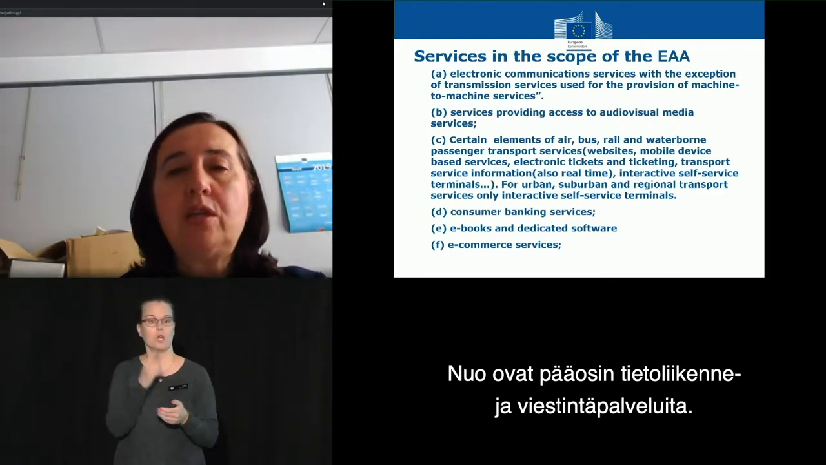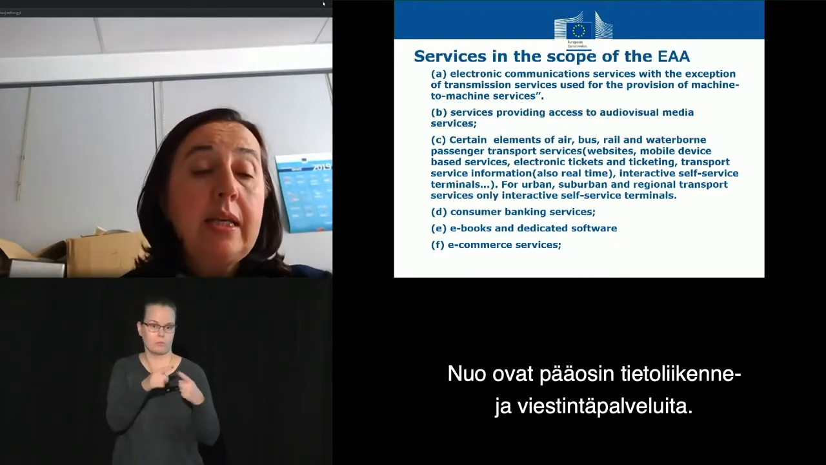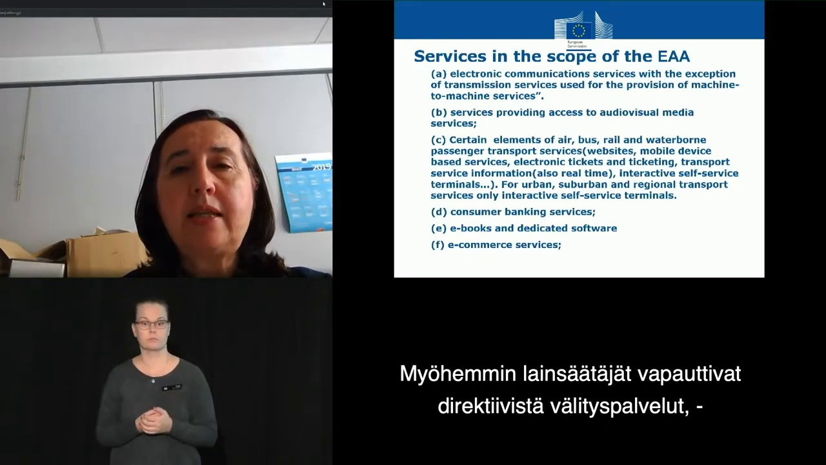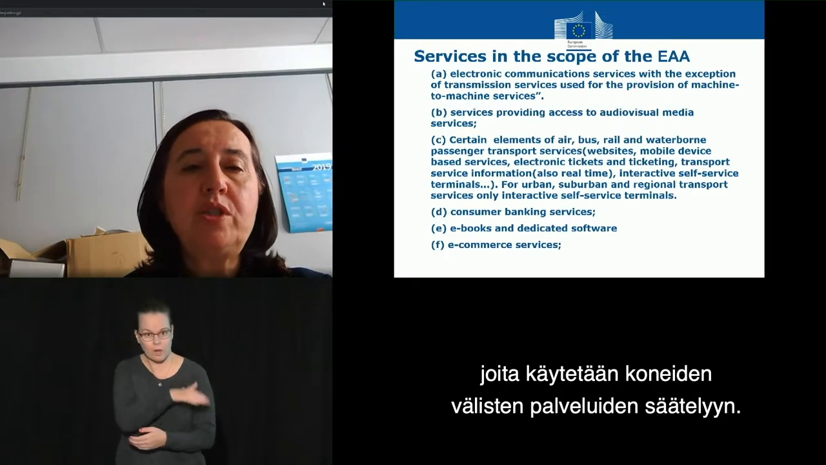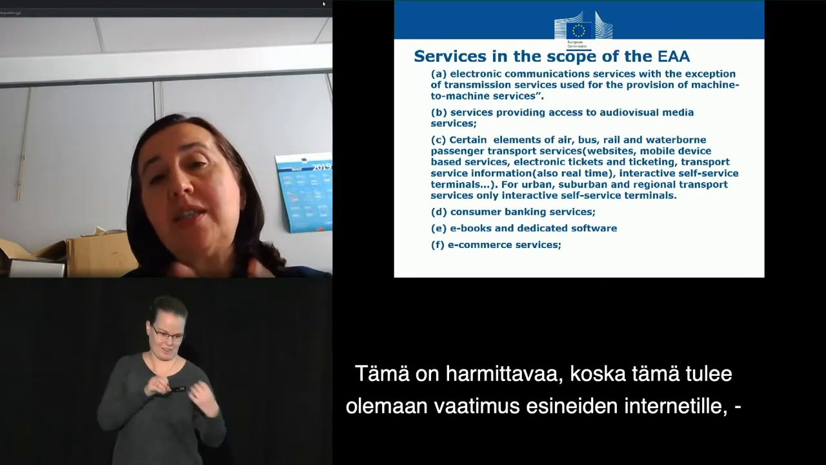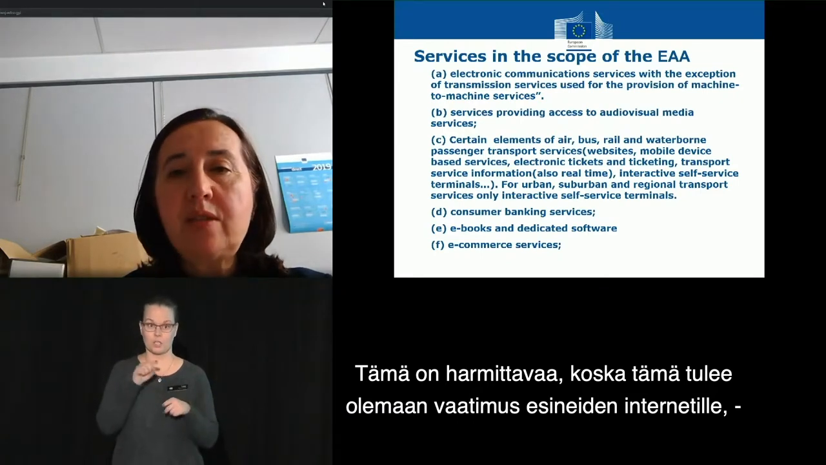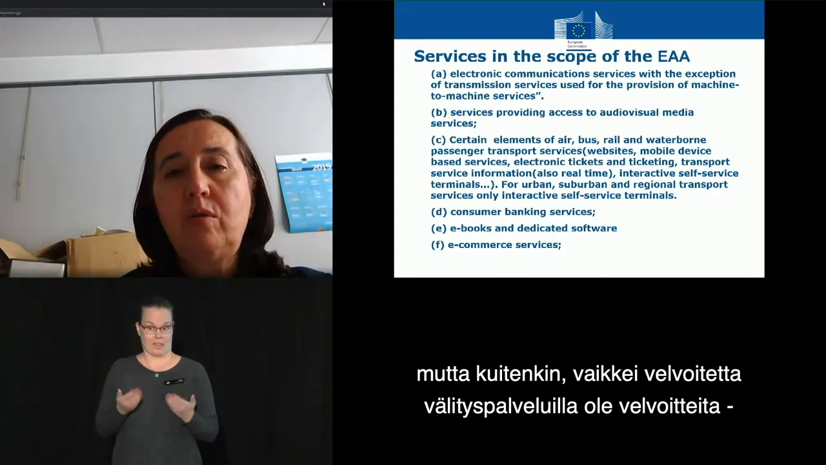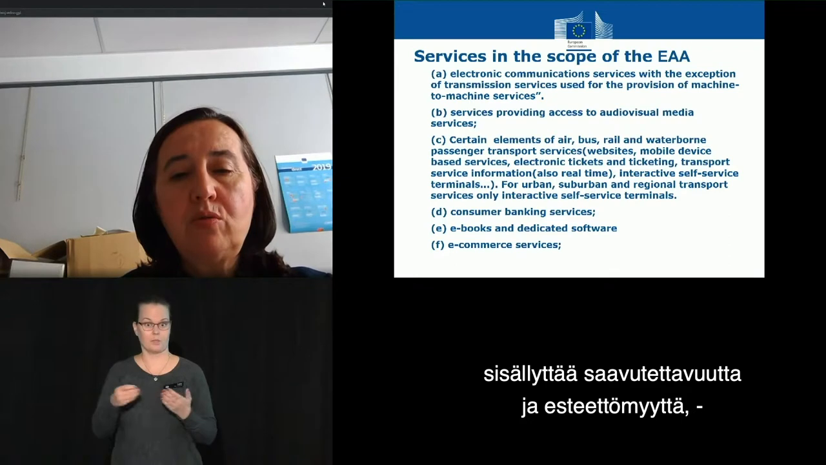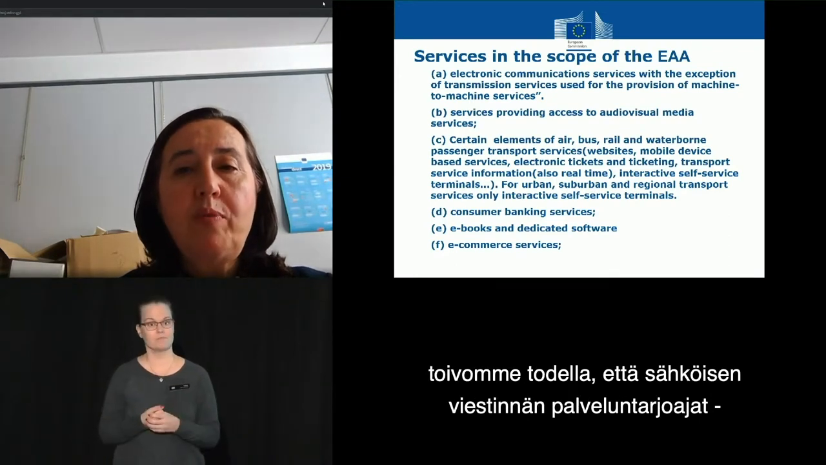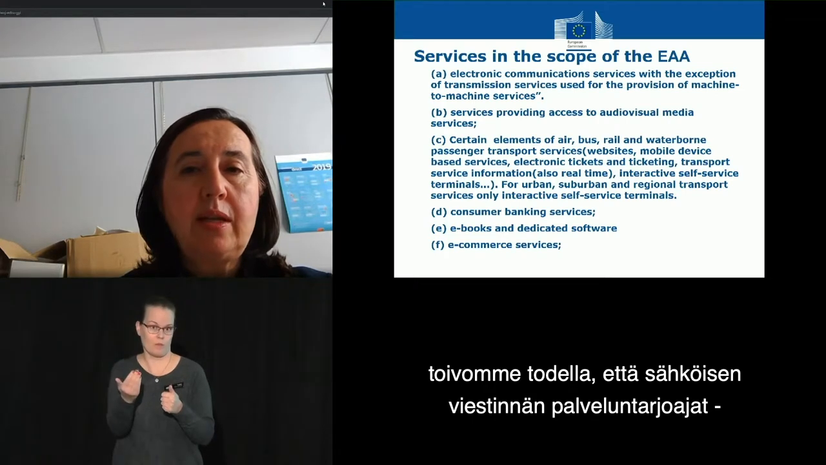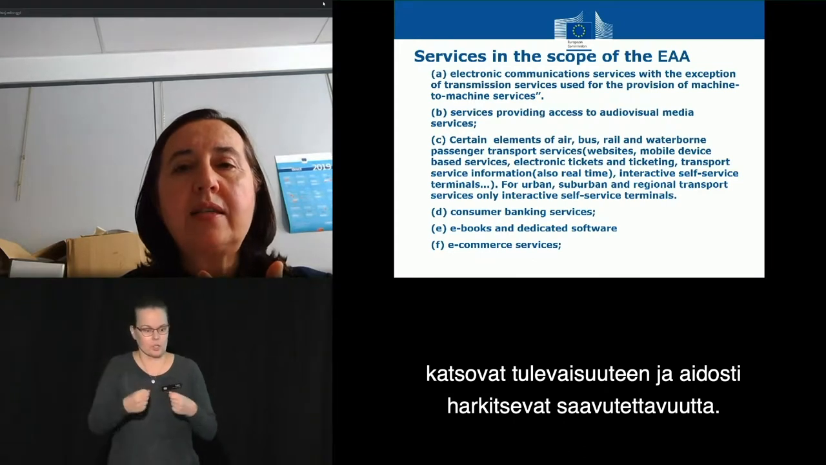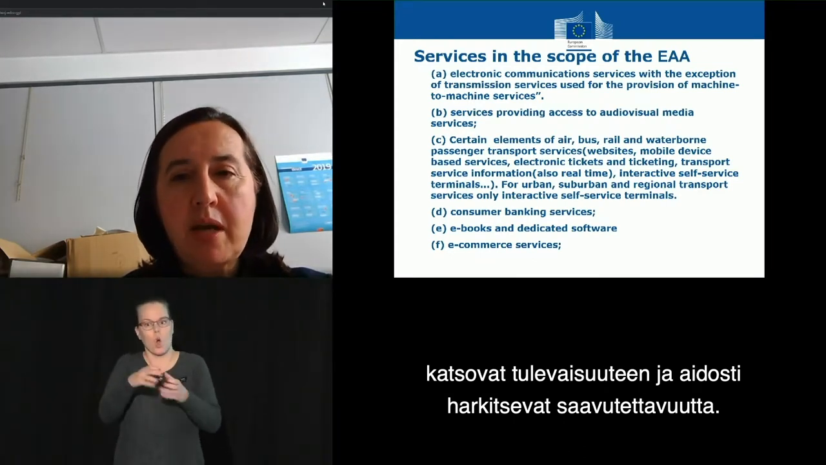Those are mainly the telecommunications and communication services. The college is later exempted the transmission services used for the provision of machine-to-machine services. This was a pity because this is going to be necessary for the Internet of Things, but nevertheless, although there is no obligation on those transmission services to include accessibility, we hope really that electronic communication service providers will be looking to the future and already consider accessibility in a voluntary manner.